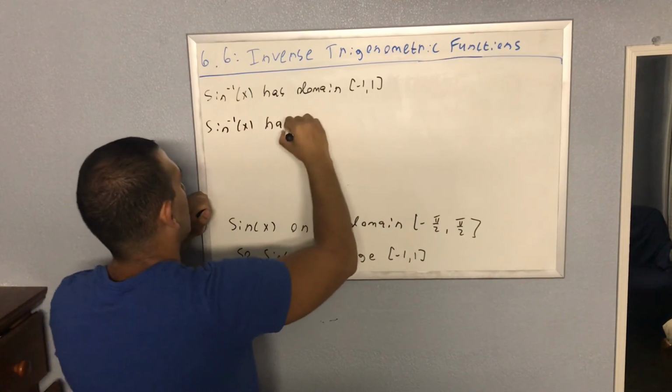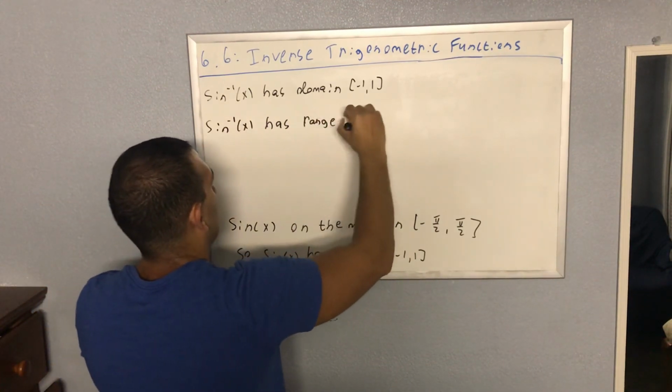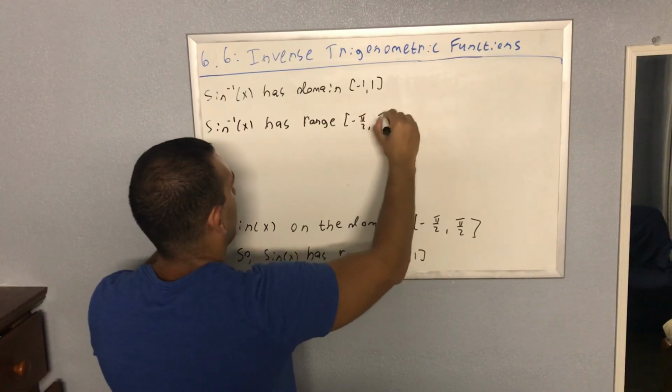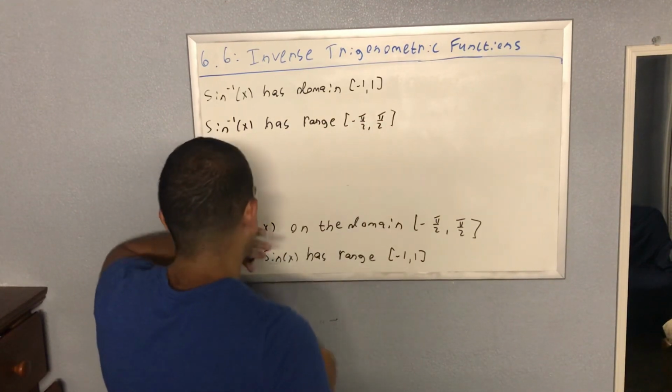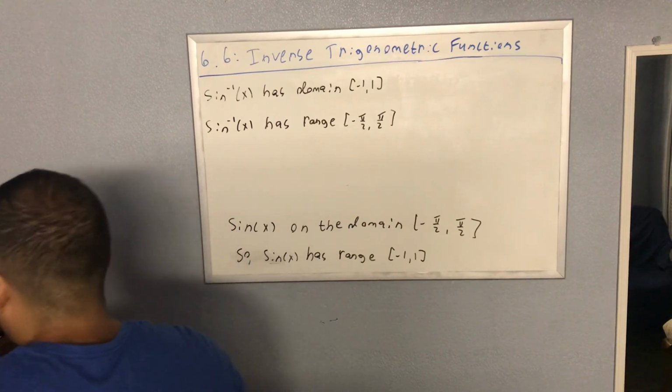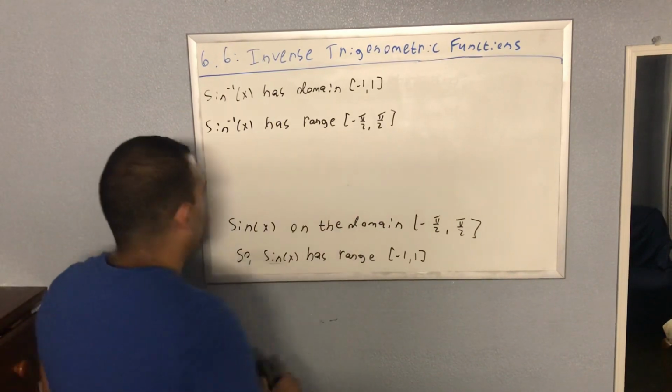And it has range -pi/2 to +pi/2. So it spits out a number in this interval.